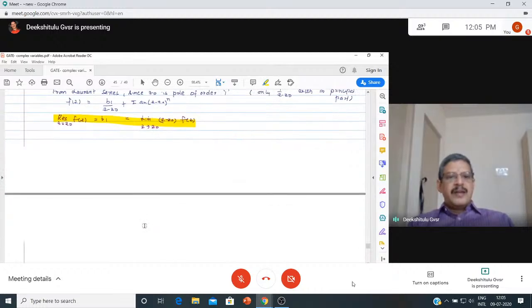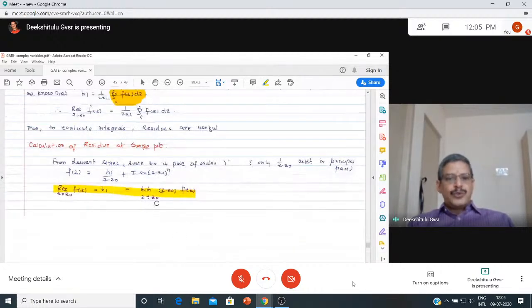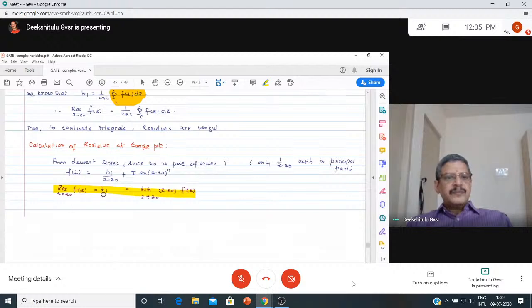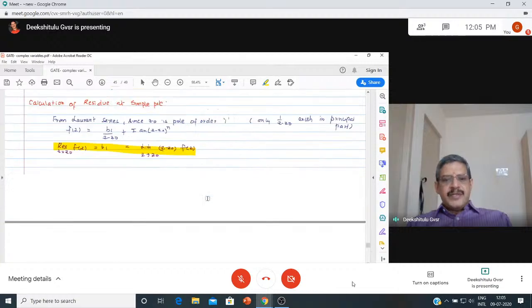So how do you calculate this b1? It is the limit as z goes to z0 of (z - z0) times f(z). You need not write the Laurent series, you need not find the coefficient of 1/(z - z0). If z = z0 is a simple pole, that means a pole of order 1, then the residue at z = z0 is simply the limit as z goes to z0 of (z - z0) times f(z).